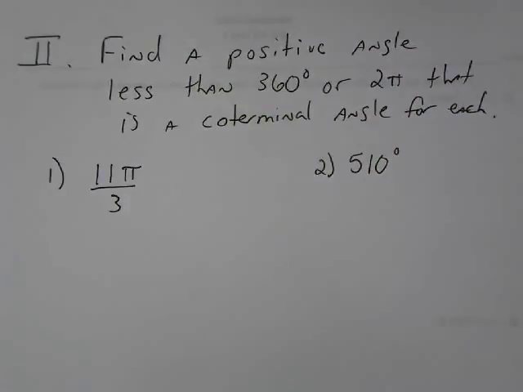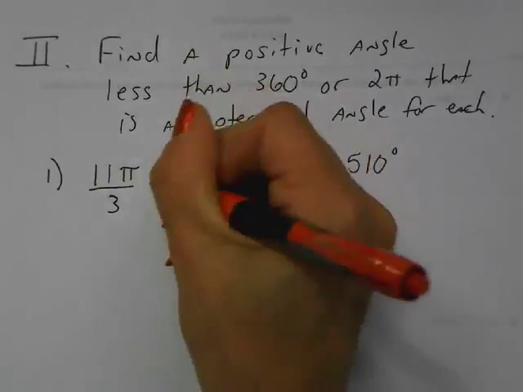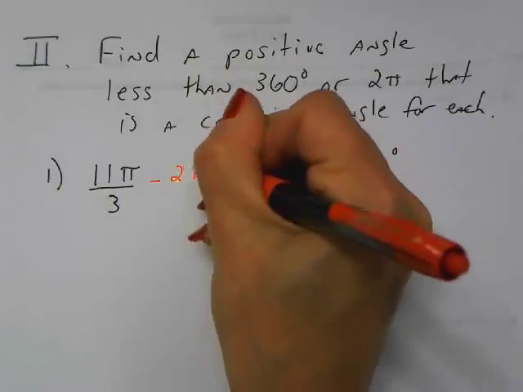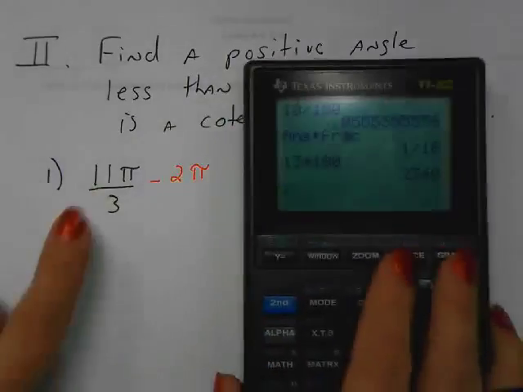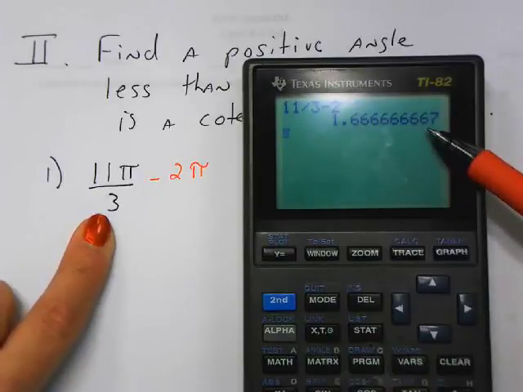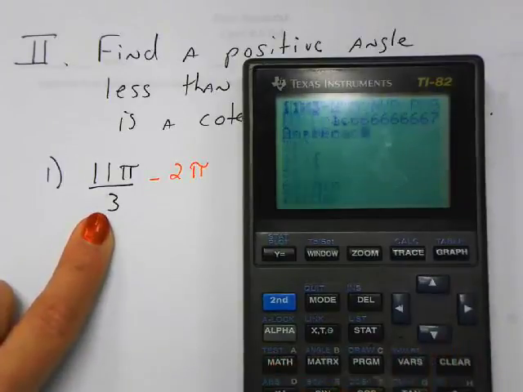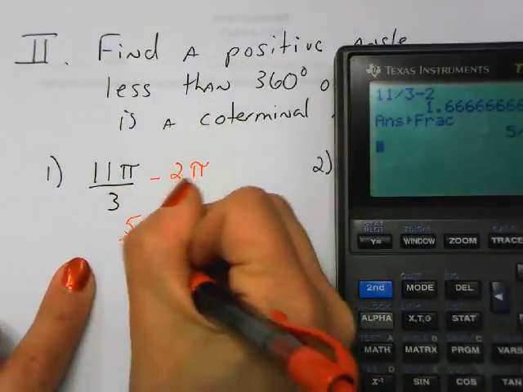So to get a coterminal angle, you have to be under 360 or under 2 pi. So if I want to get 11/3 pi back underneath 2 pi, I'm just going to keep subtracting 2 pi until I get below 2. So again, I can use my calculator to help me. So 11/3 minus 2. Notice that that decimal is under 2, so I'm good. Convert it back to a fraction, and I get 5 pi over 3.